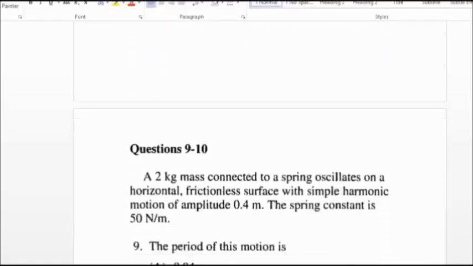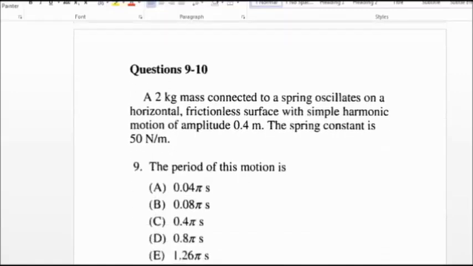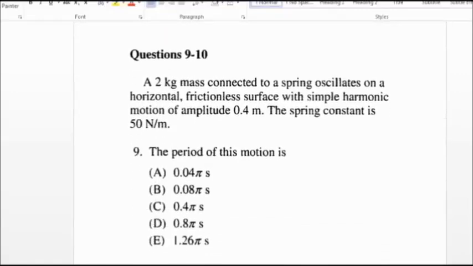The 9th and 10th problems. A 2 kilogram mass connected to a spring oscillates on a horizontal frictionless surface with simple harmonic motion of amplitude 0.4 meter. The spring constant is 50 newtons per meter. Now we need to find the period of the motion. The frictionless surface means there is no force of friction acting on the oscillating spring.